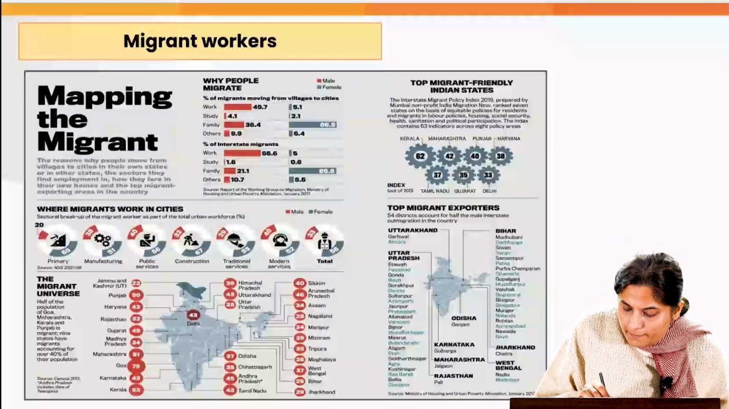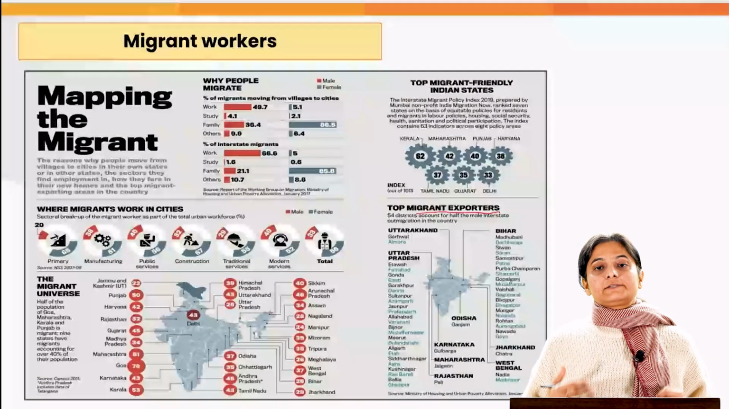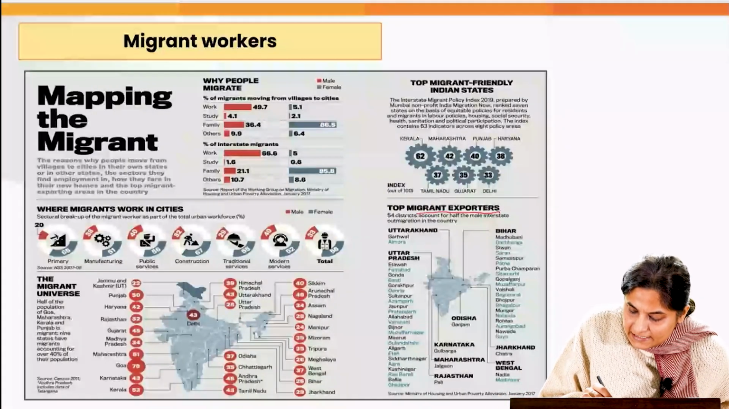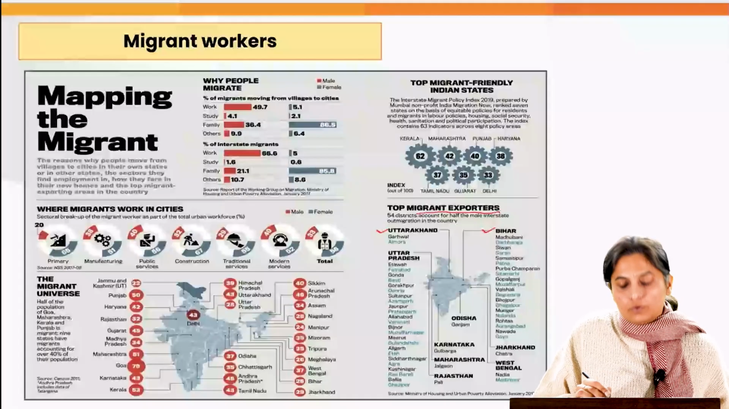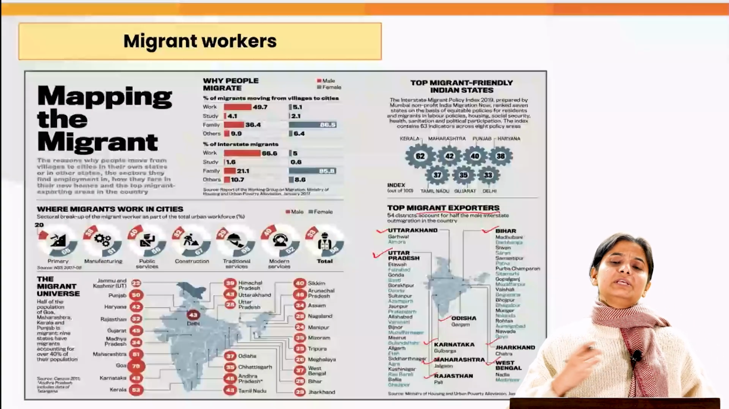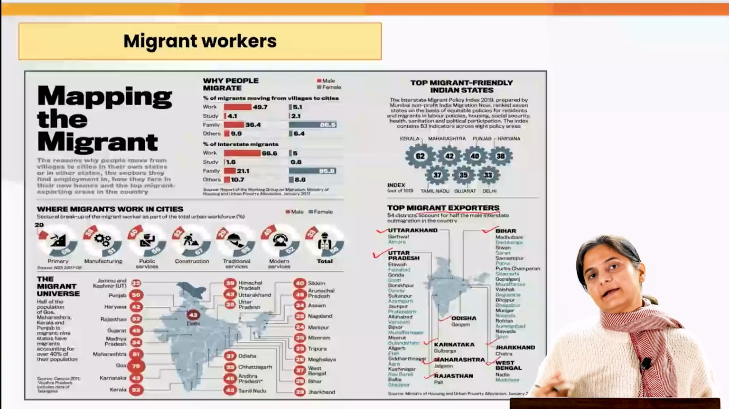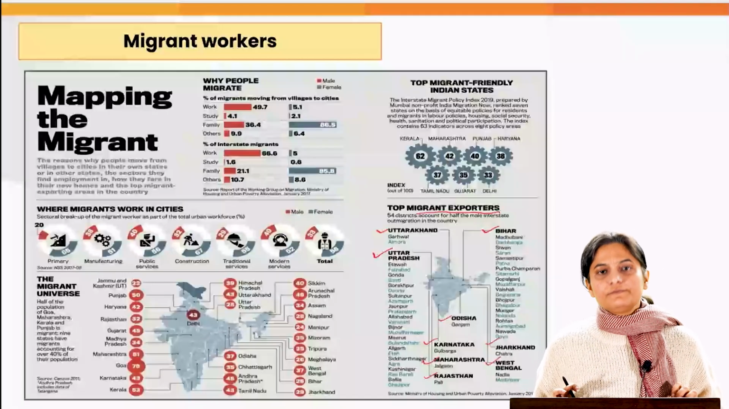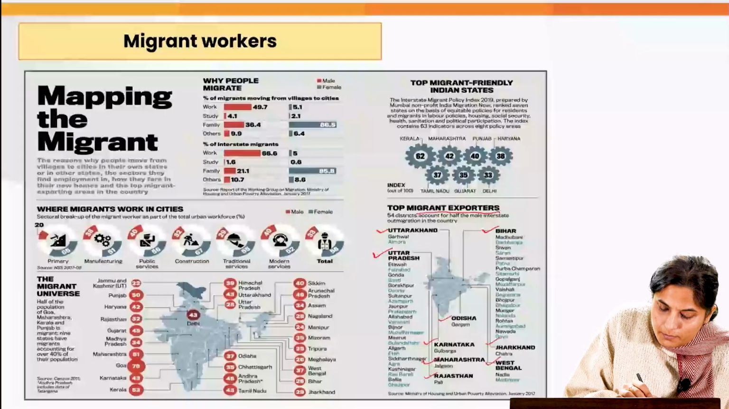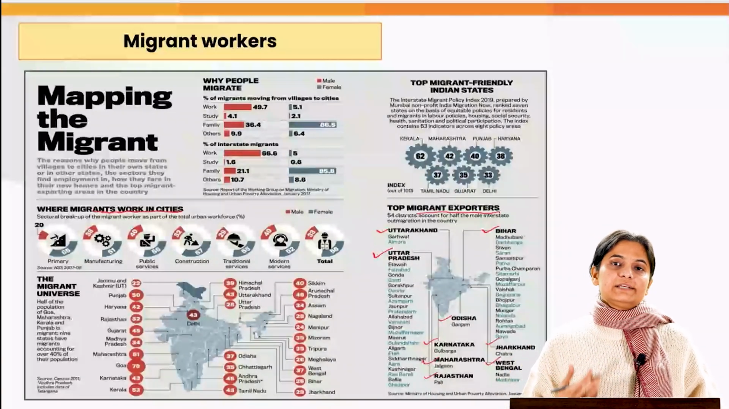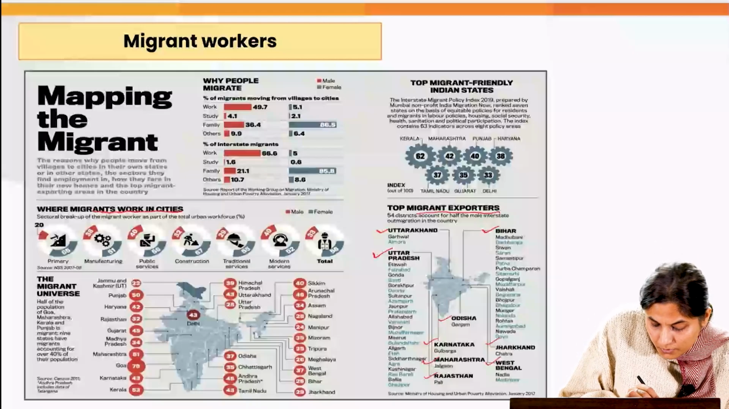So to tell you, when it comes to migrant exporters, the places from which these migrant labourers originate, the states like Uttarakhand, Bihar, Uttar Pradesh, Odisha, Karnataka, Jharkhand, West Bengal, Maharashtra, Rajasthan. And within these states, there are certain cities and areas where labourers particularly originate from. So just to give you a broad idea, there are also migrant cities where this population goes and engages in different sorts of work. What could that work be?